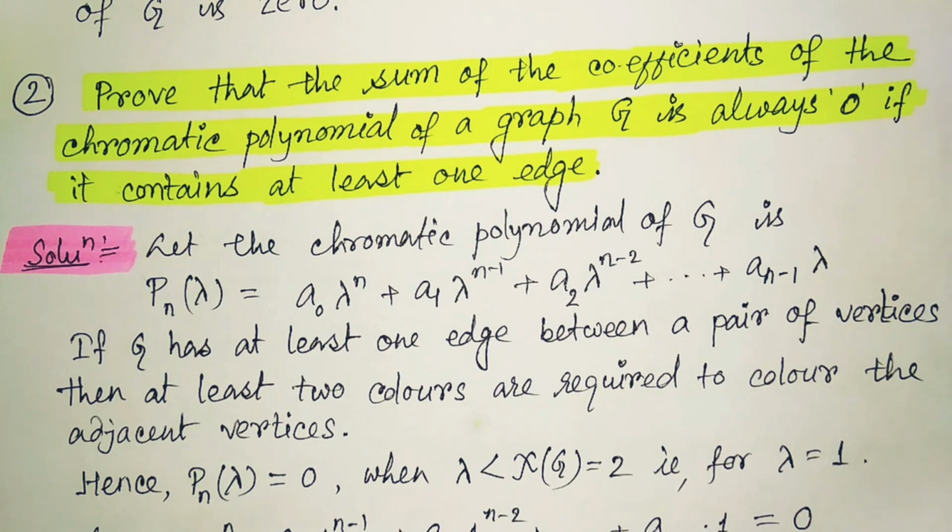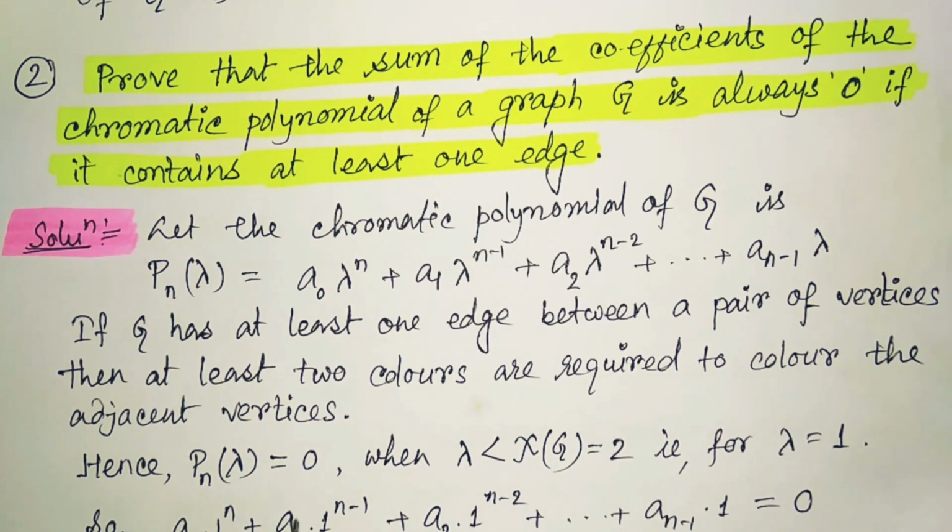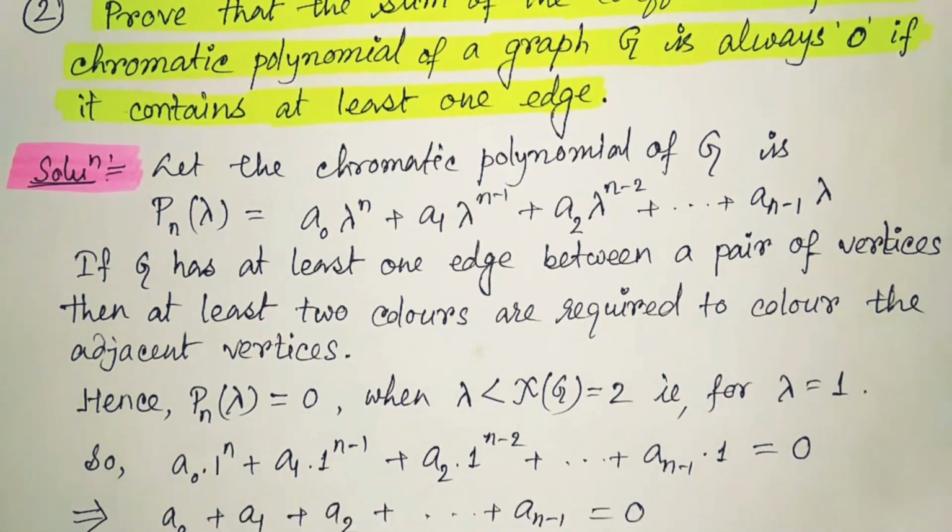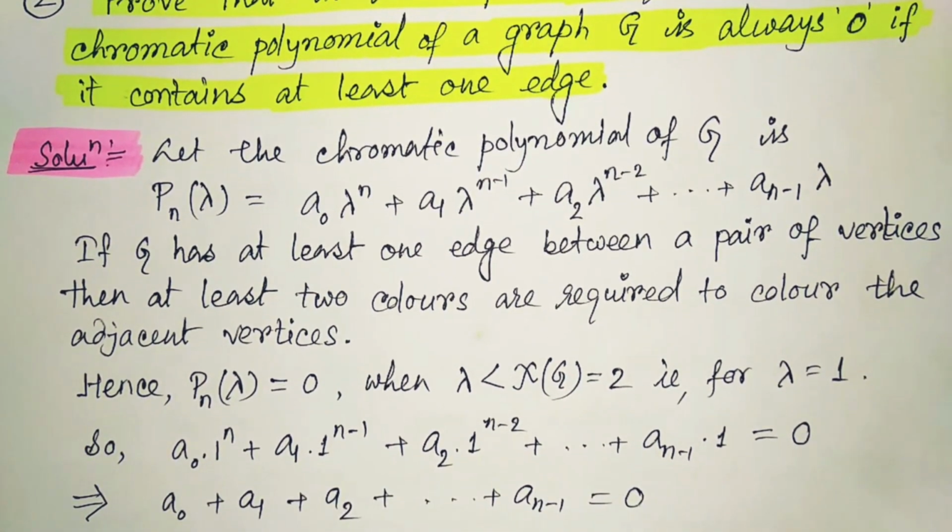So hence, the chromatic polynomial for the graph is 0 if the lambda value is less than 2. If we substitute lambda equals 0 or 1, then definitely we will find that the chromatic polynomial value is 0.